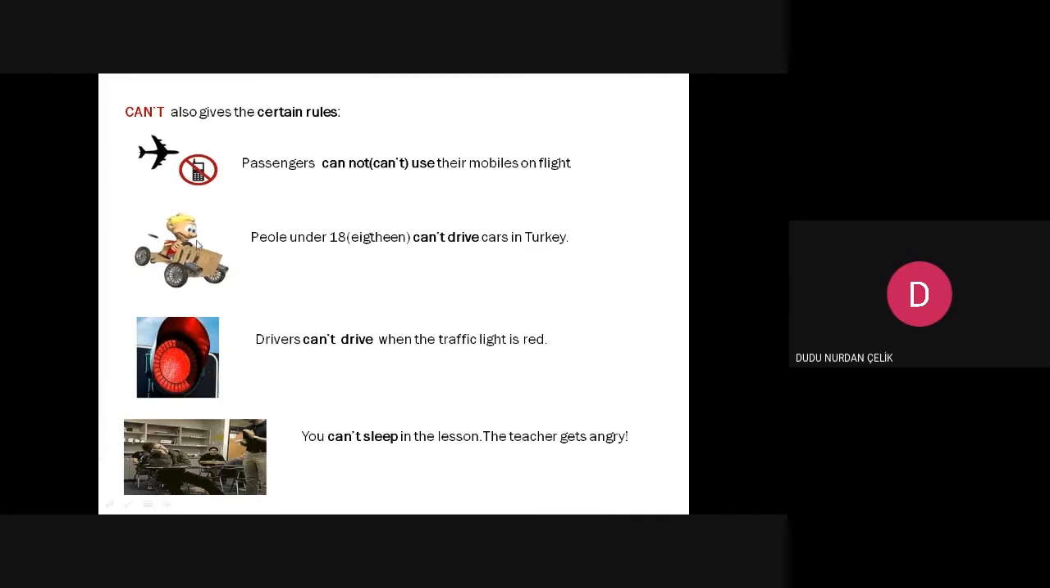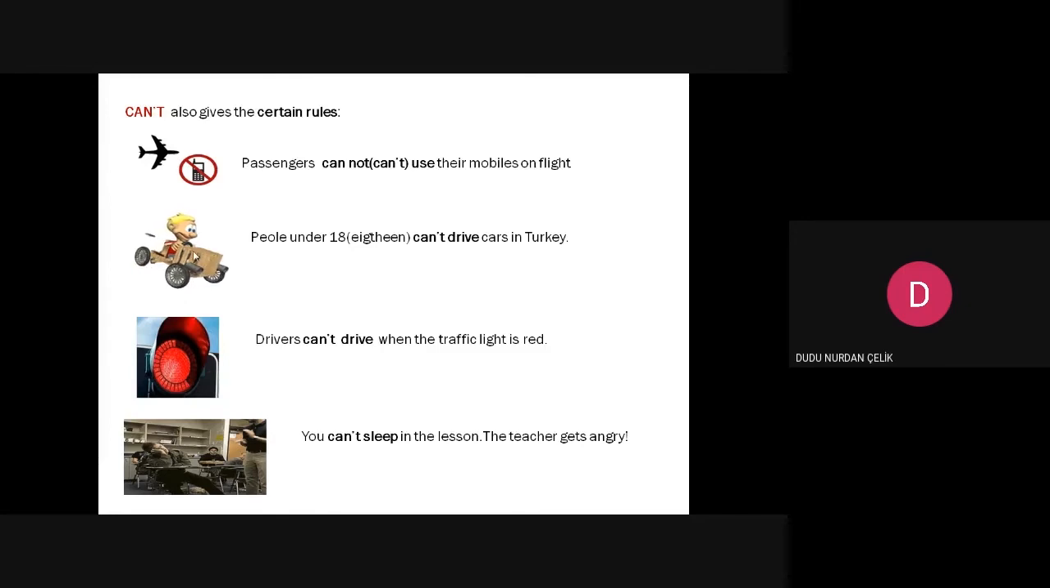Look at the second picture. He is a small boy. So people under 18 can't drive cars in Turkey. They are small. Under 18, they can't drive cars in Turkey. If they drive and the traffic police catch them, they are punished.